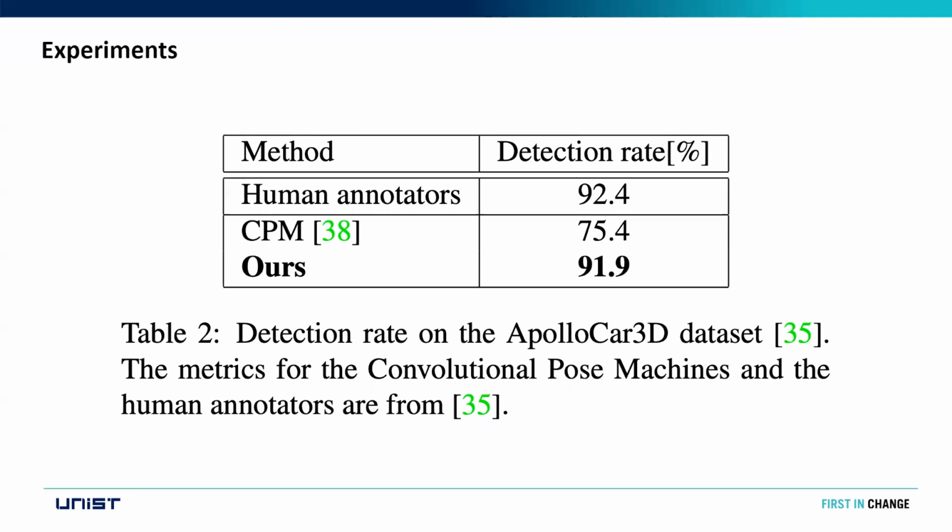In this ApolloCar3D dataset, there are not many networks. There is only one, CPM, which is a very old method, and they can compare with human annotators, which is almost close. They use a detection rate, which checks whether the predicted key point is within 10 pixels of the ground truth.